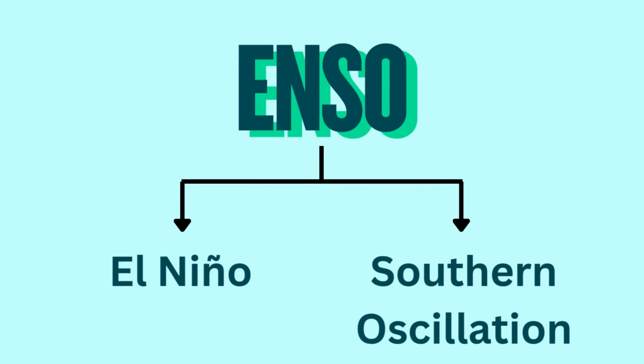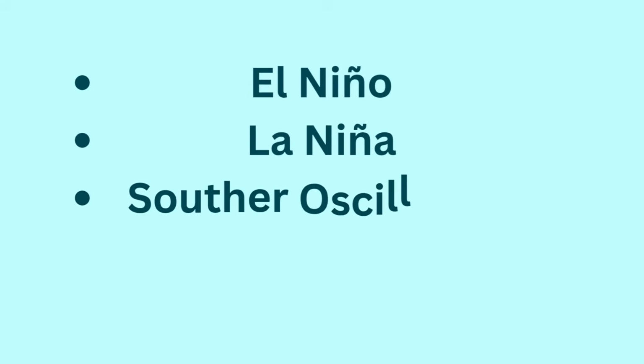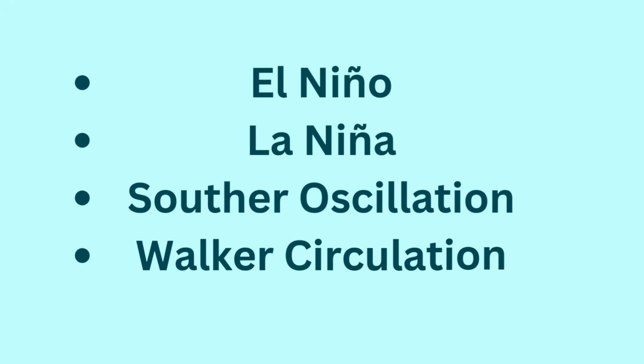In this video, we'll break down ENSO, how it works, and what causes its different phases: El Niño, La Niña, and the Southern Oscillation, as well as the Walker circulation. We'll also explain how these climate shifts impact weather globally.